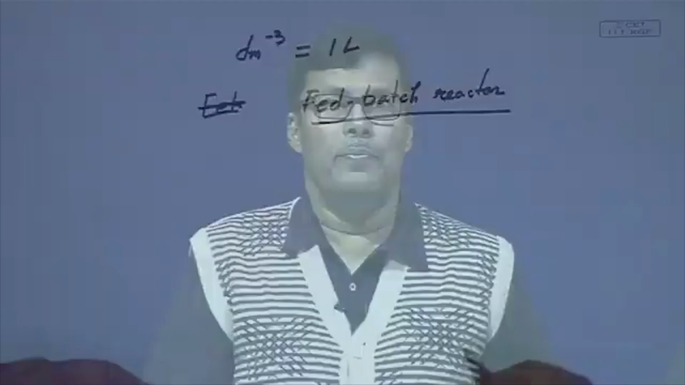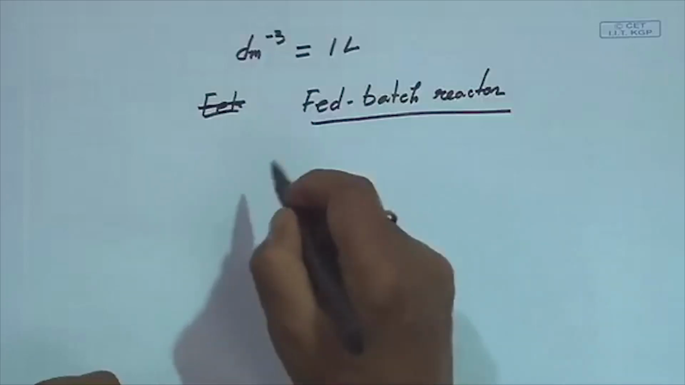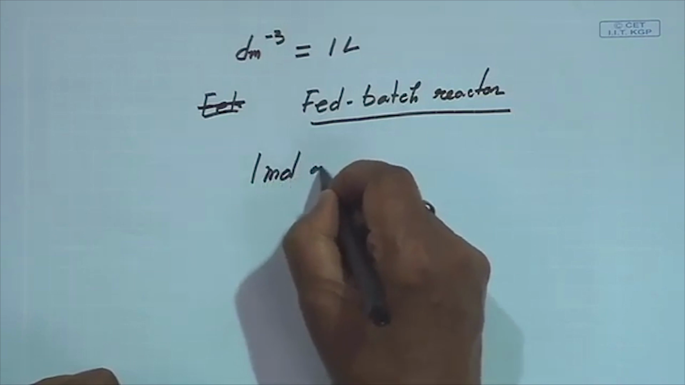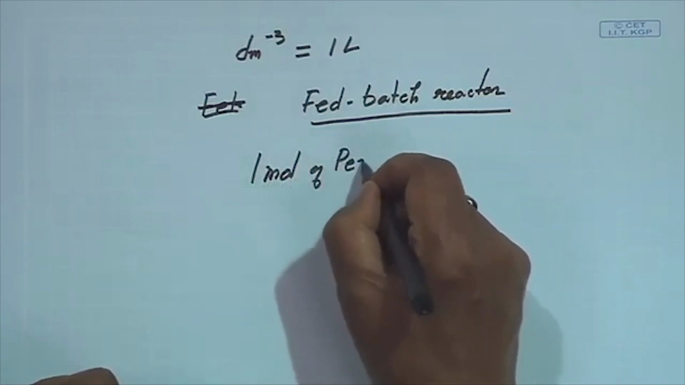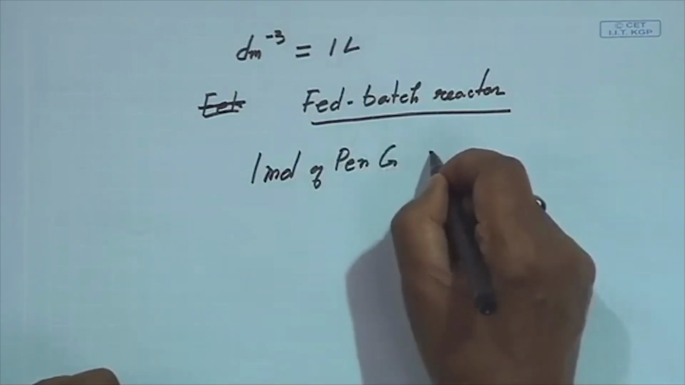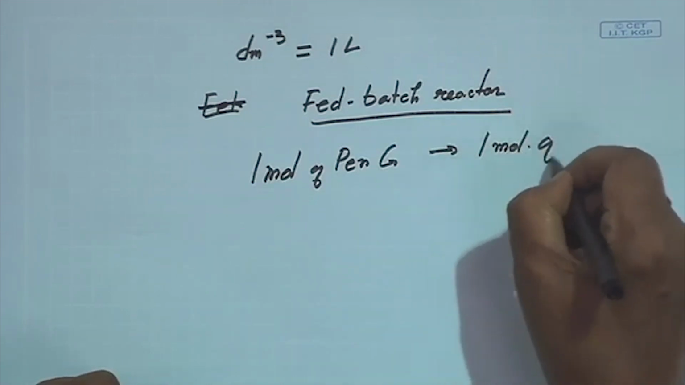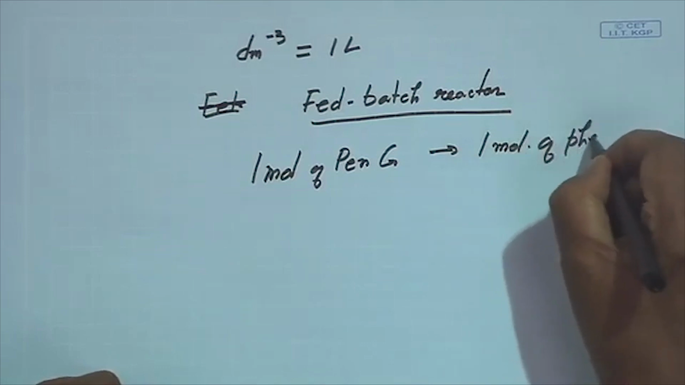Fed batch reactor appears to be best in the case of the penicillin fermentation process. The reason is that phenylacetic acid and phenoxyacetic acid are used as precursors, and you know the stoichiometry is low. If you write 1 mole of penicillin G, we require 1 mole of phenylacetic acid.